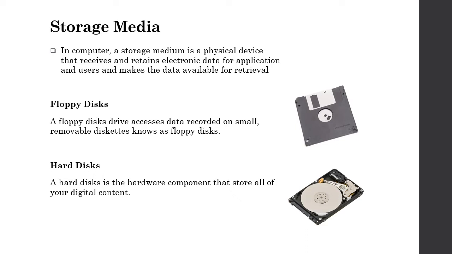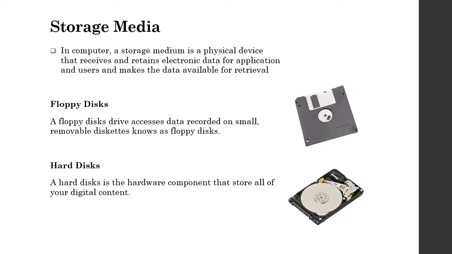So this is considered a storage media, and the next one is the hard disk. Here also you can see a hard disk picture. Hard disk drives are devices used to store a large amount of digital information in computers. These are suitable for any application which needs very fast access to the data, both for reading and also for writing.